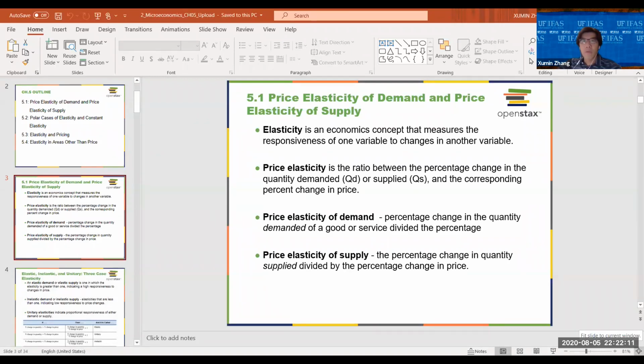The numerator is the change of the quantity demanded or quantity supplied. The denominator is the price change. We are talking about the percentage change. The price elasticity is very straightforward. We will focus mainly on the price elasticity of demand. Price elasticity of supply is a little different story, more for the production decision.